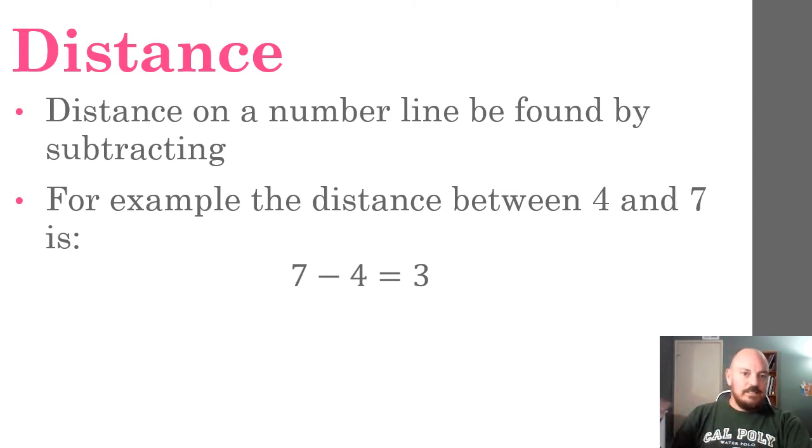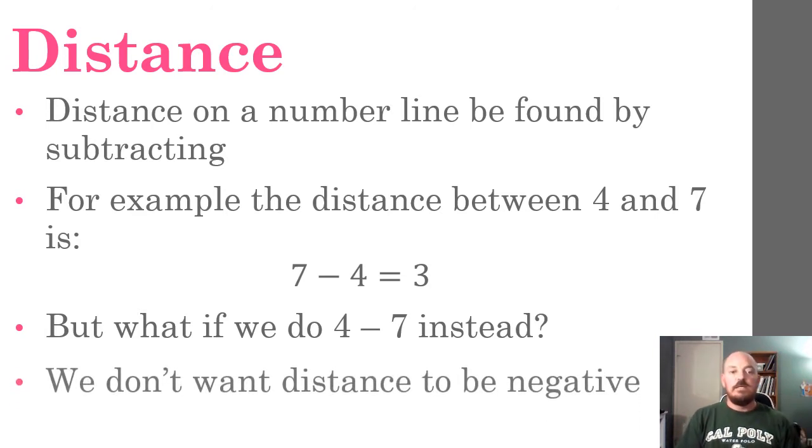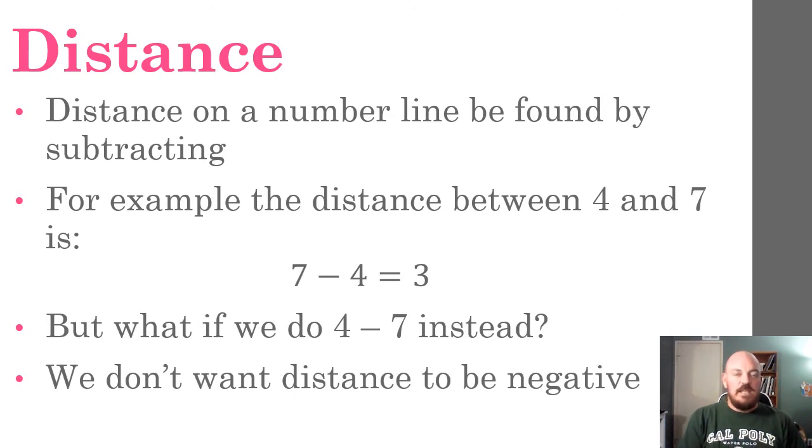Now, if I just take two random numbers and subtract them without ordering them, what if you did the smaller one minus the bigger one? So you go 4 minus 7, and you get negative 3. Now, see, we don't want distance to be negative. We don't want to say, oh, how far apart are these numbers? They're negative 3 spaces apart. It doesn't really make sense. They're 3 spaces apart.